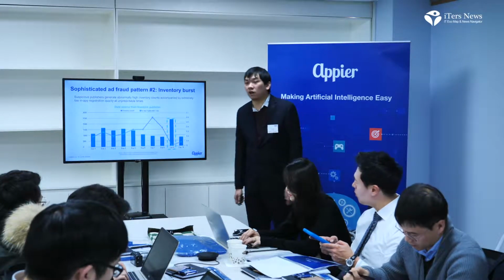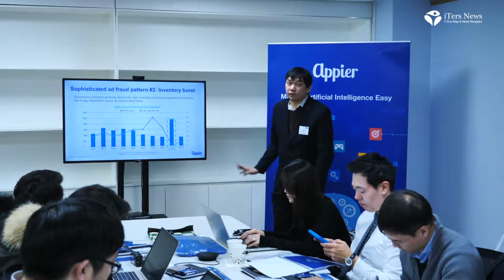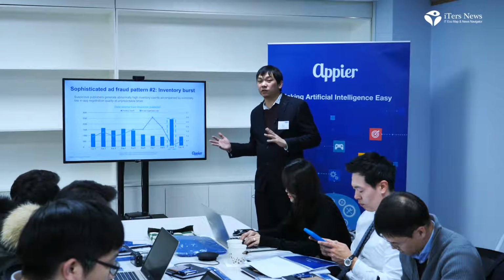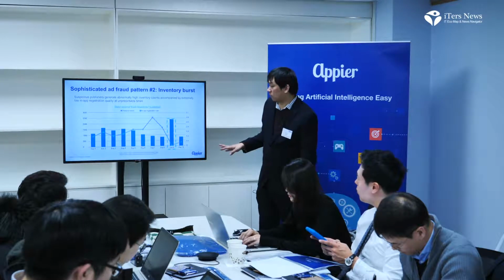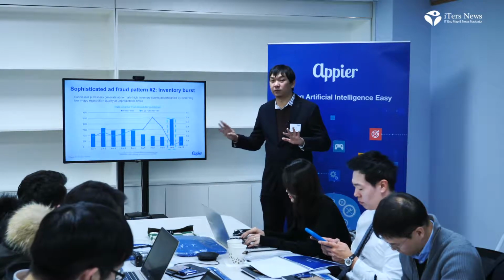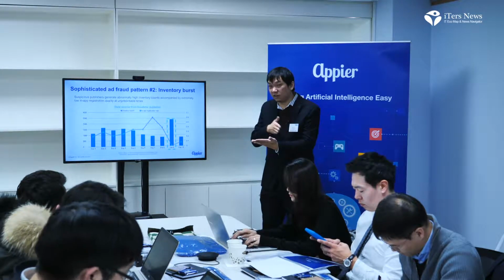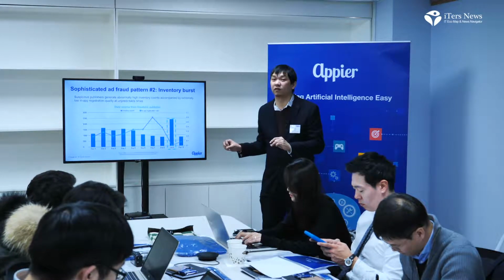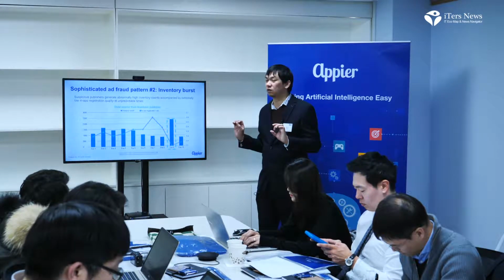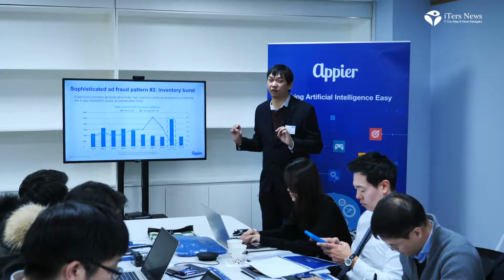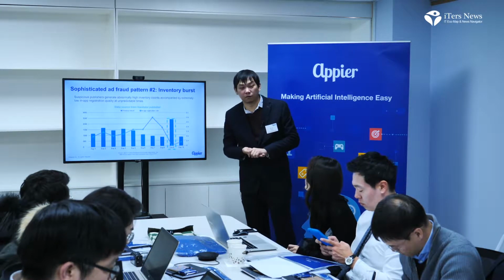This is another type of more sophisticated fraud. We call this inventory burst. Here too, in the beginning, this publisher looks very, very normal. It's not until day 9 that this particular publisher has a lot of very small websites generating traffic. If you look at each individual website, they only generate a few installs, so it's hard to distinguish whether they are fraud or not. But if you look at all the traffic collectively, you can see there's something wrong with it.